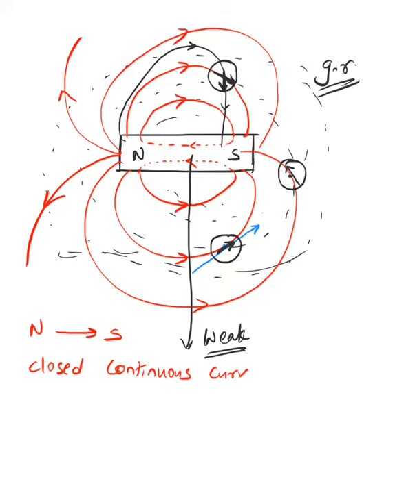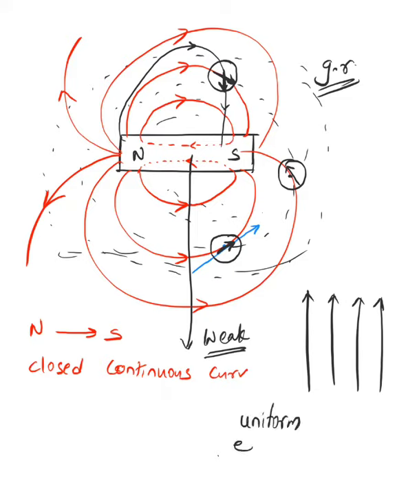They just say another property: if you have magnetic field lines like this, you can see how they are uniform and equidistant. You can see they're at equal distance from each other. So these are called uniform, equidistant magnetic field lines. Also, if you notice, they are parallel to each other.